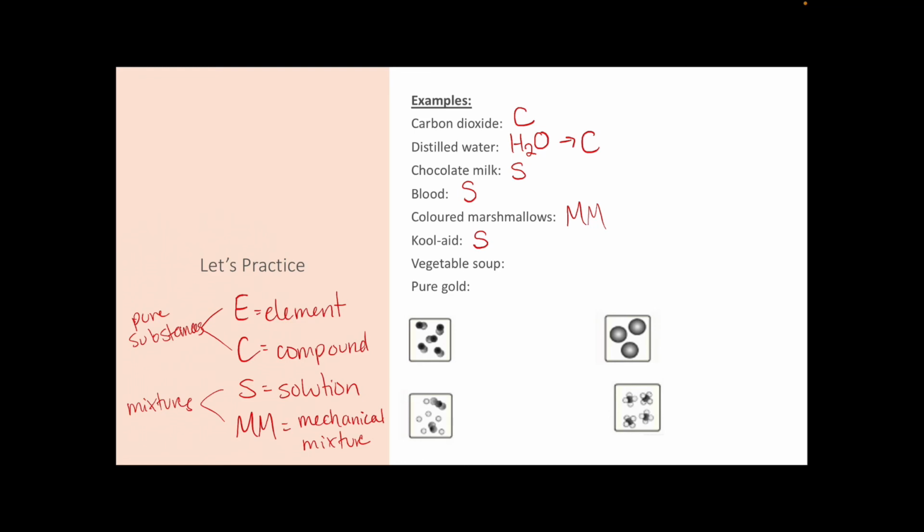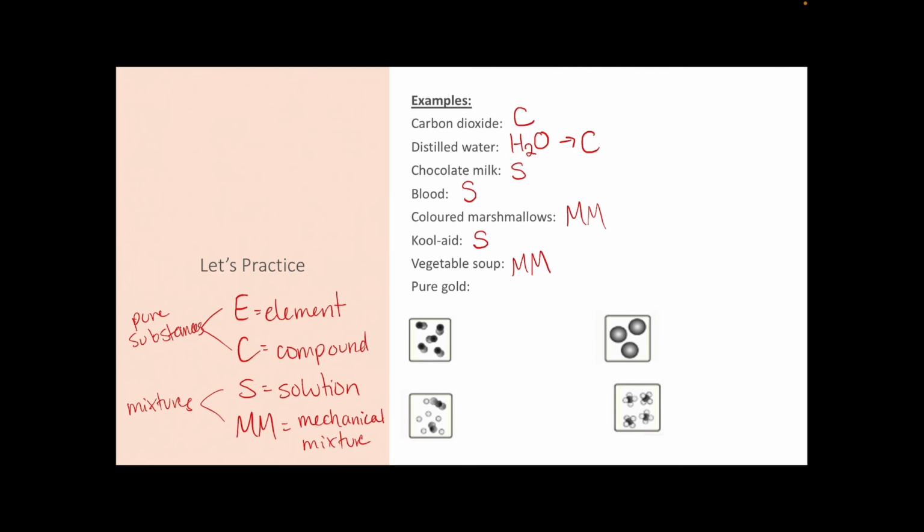Vegetable soup. Let's think about vegetable soup. What do we see when we're looking at it? Well, we could see maybe some noodles or some carrots and some peas and some celery. That is definitely a mechanical mixture. And we could separate the pieces, the ingredients in it. We could strain it and pull them all apart. So that is our mechanical mixture.